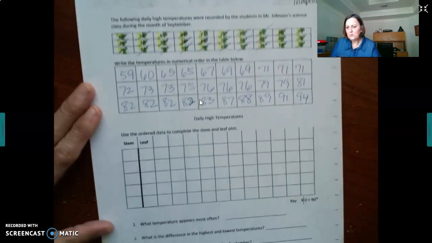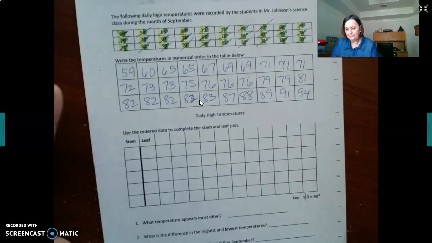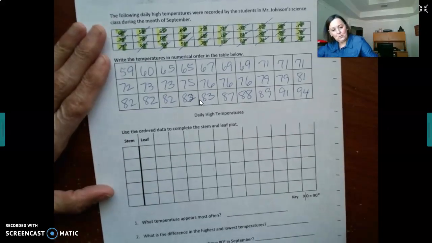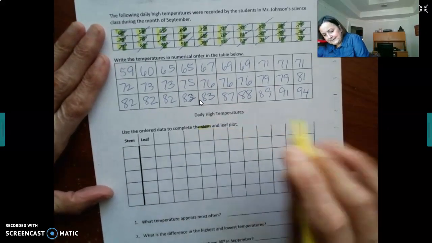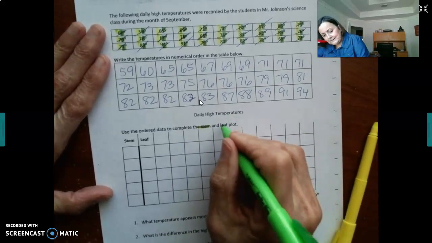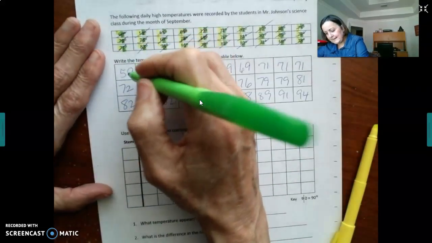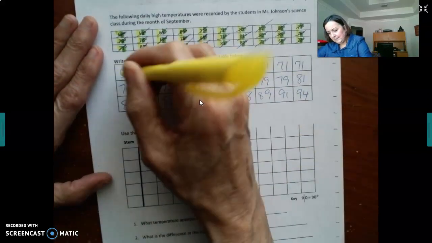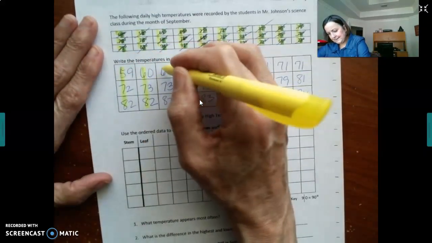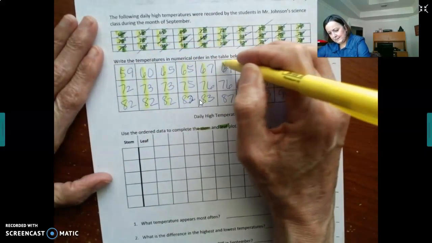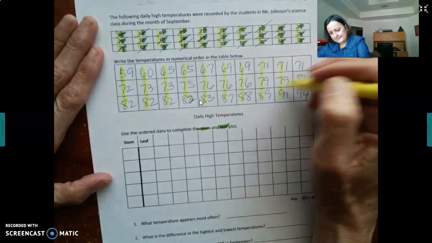So now we're going to go and put them in our dot plot or stem and leaf plot. So we are going to make our stems yellow and our leaves in green. So I'm going to start with just my stems. Okay, we're just going to do our stems.